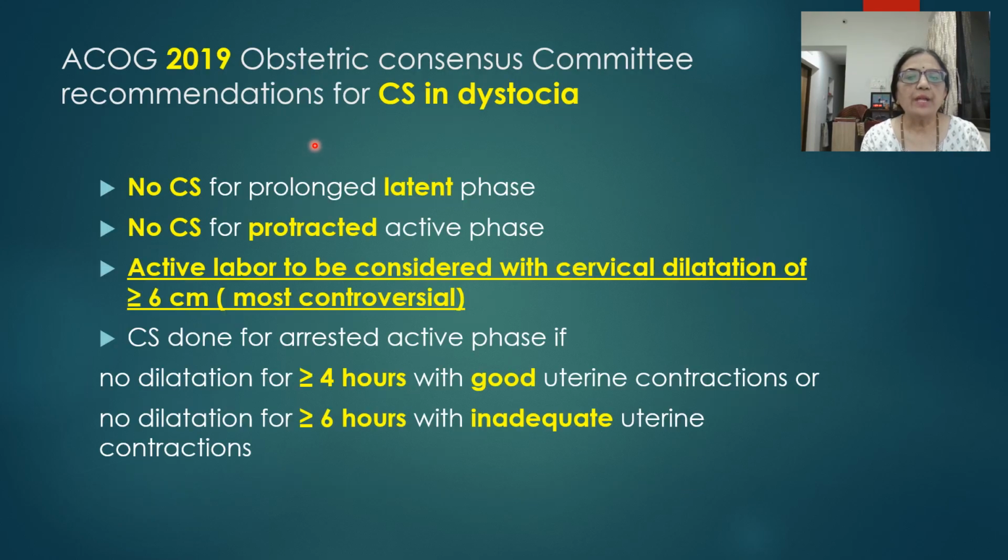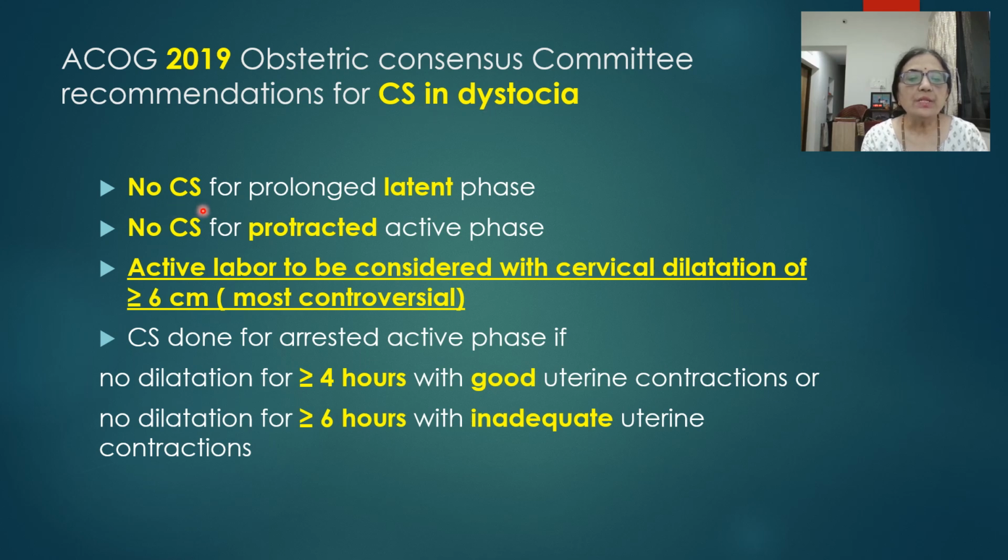In ACOG 2019, there was a committee which was formed, and that committee gave recommendations which are called obstetric consensus committee recommendations. Postgraduate students should know this because these have impacted the way we look at labor all over the world in a great manner. And these recommendations are mainly concerned about when to do cesarean section in dystocia.